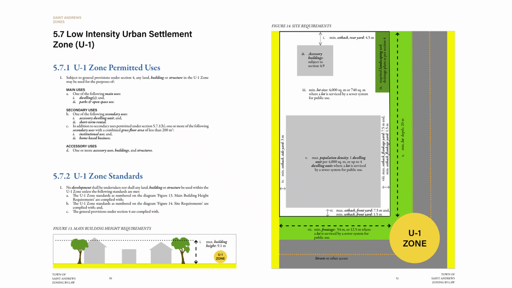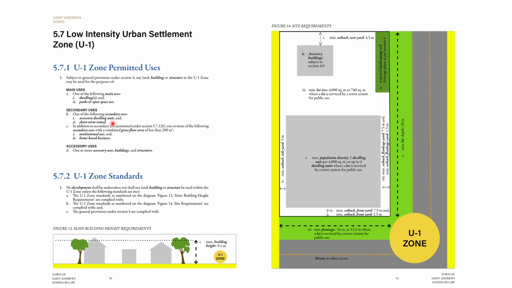So I won't actually spend much time talking about it because it's, again, very similar lot standards. There are a few cases where this is not a fully serviced lot, so there are some standards that deal with unserviced lots, having to be an acre and all those things. So this allows for dwellings, parks and open space use, secondary uses, accessory dwelling units, short-term rentals.